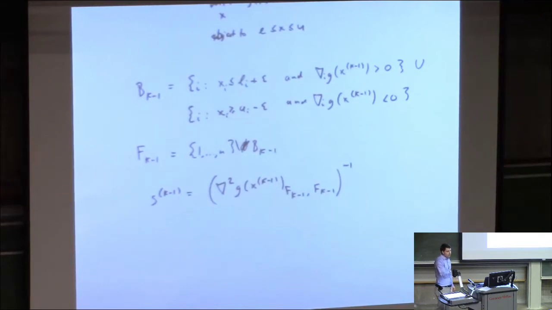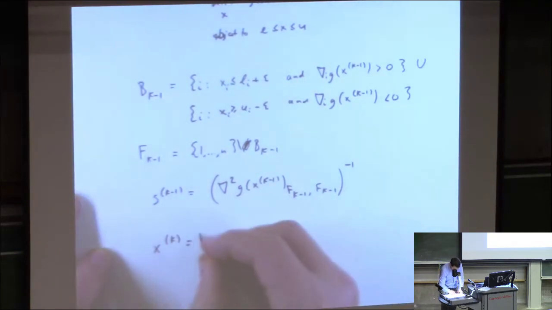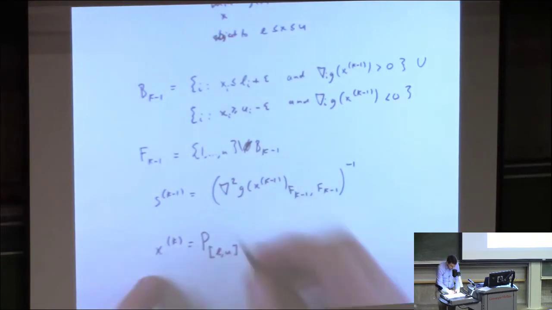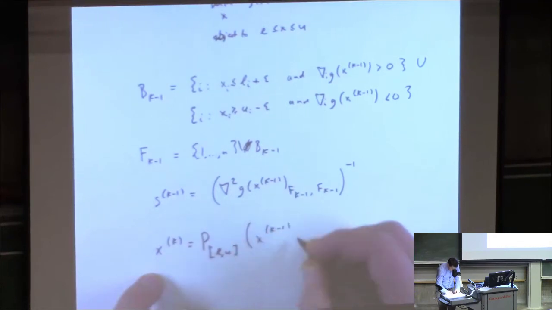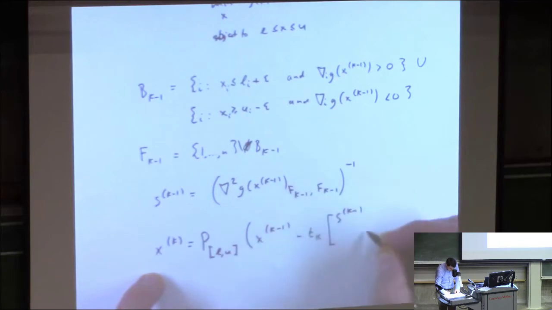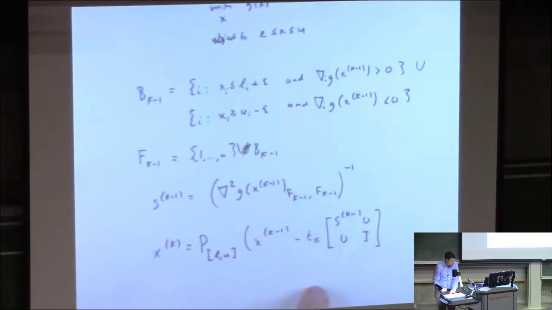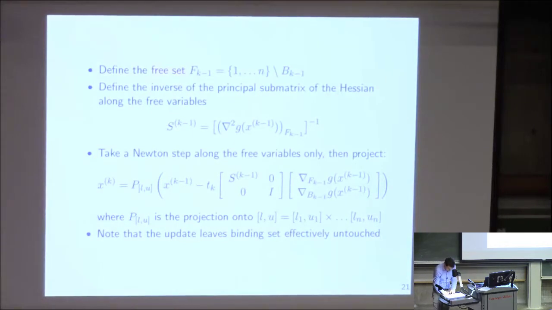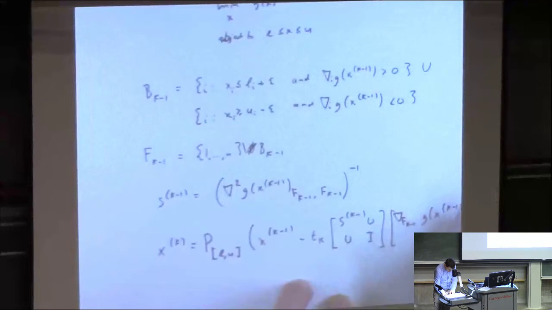Then I'm going to take a Newton step in the free variables and project everything back into the original space. The way we write this is that x_k equals the projection onto L and U, which just means we take a step and then clip back to the range L and U, of x_{k-1} minus our step size, which we can solve again with backtracking line search, times S_{k-1} and I. Not sure why it's this way, because these variables won't go anywhere, since they're already at the bound and the gradient is pointing them that way. You could make this 0 too, but just for completeness I'll make it this way. Times the gradient with respect to the free variables, and the gradient with respect to the bound variables.